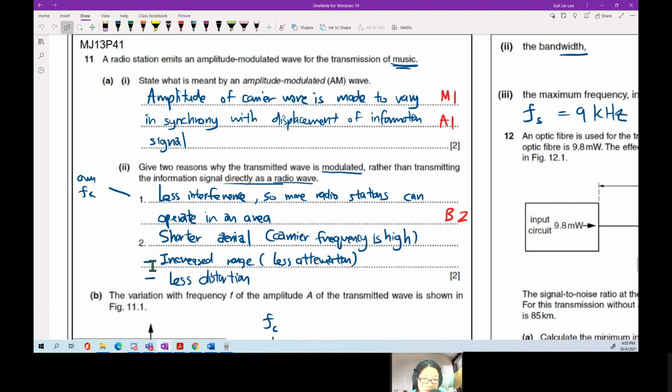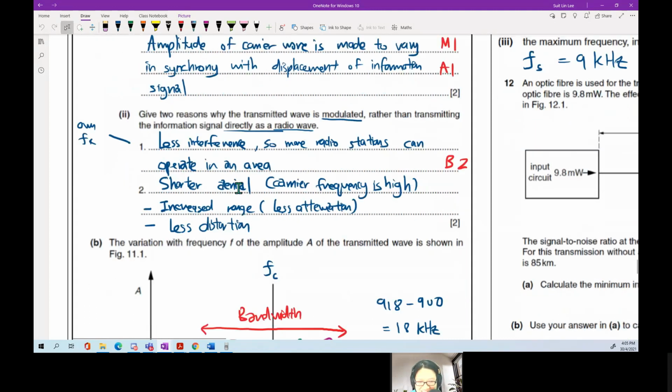We can use a shorter antenna, especially if the carrier frequency is high because the wavelength is short. There's less distortion, there's an increased range. So whenever you don't know why we do this, you just say increased range, less attenuation, less noise, maybe you can get a mark. Okay.